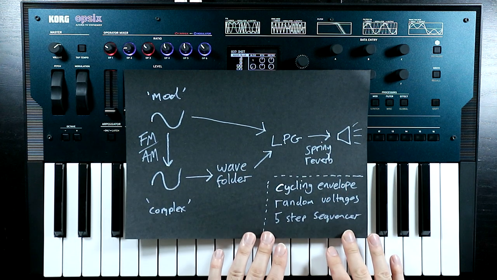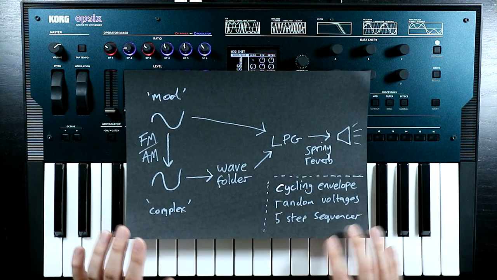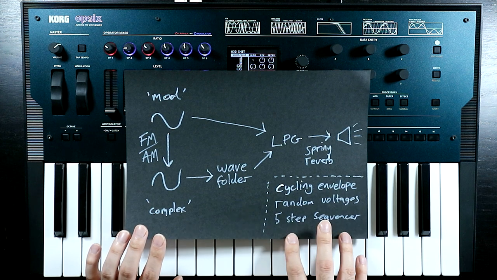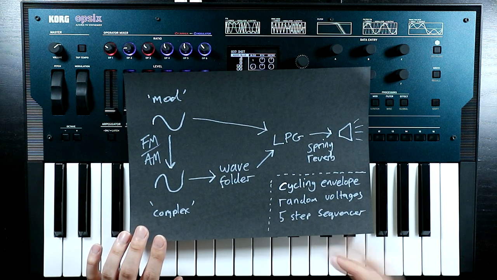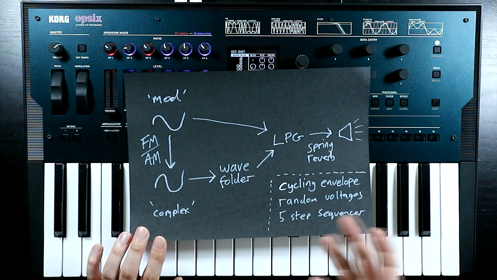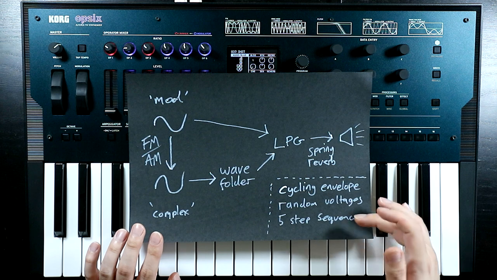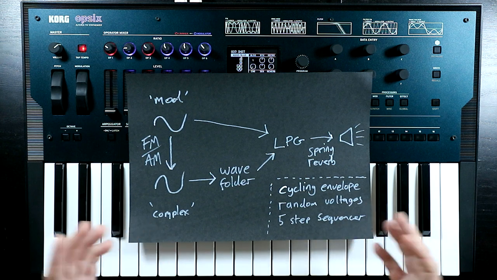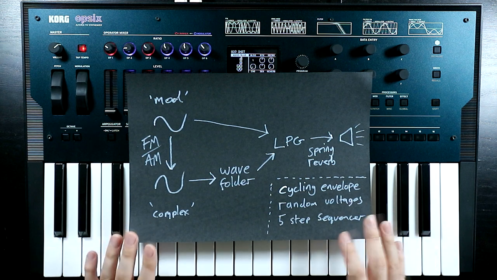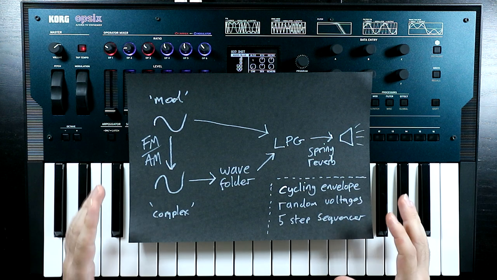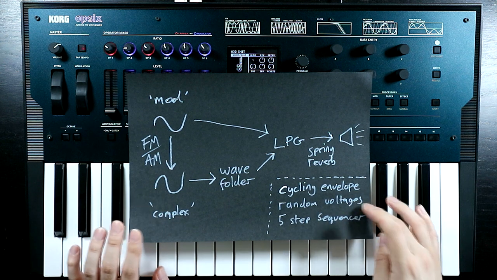That's easily done on the Opsix. We have our sequencer, and we have the motion lanes, which we can actually just lock as if they were just a step sequencer. That's easy peasy. The random voltages, randomness is a big part of the vibe, I think, on these sorts of synths. Again, this is easy for us to do.